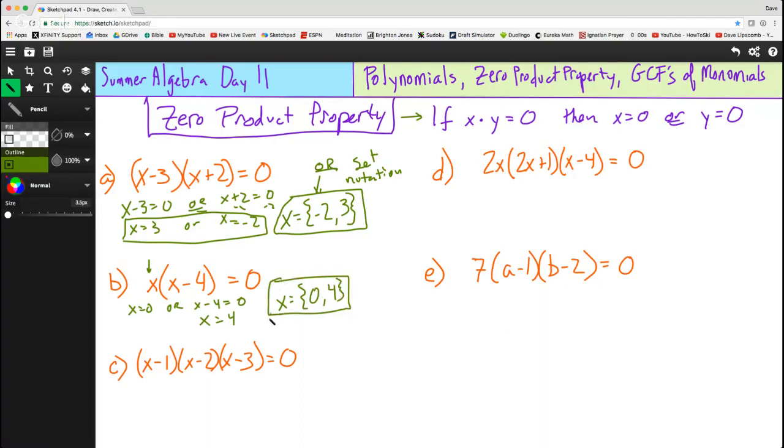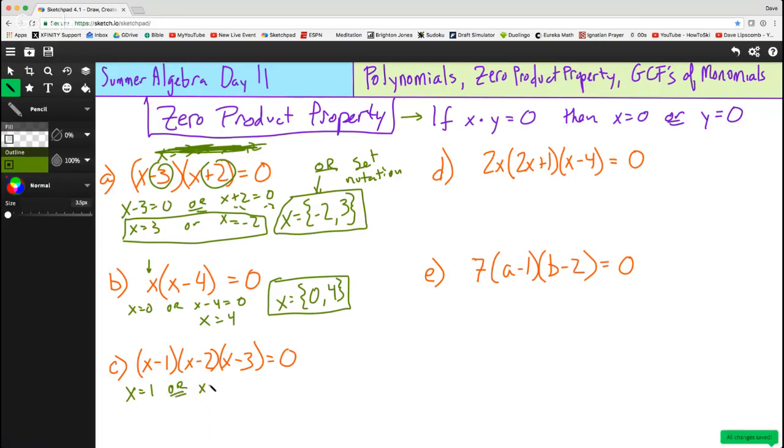A very common mistake is that students will say, oh, well, x equals minus 3 or x equals minus 2 or x equals positive 2. And that's wrong. You can't do that. It's going to be negative 2 or 3, not negative 3 or 2. So be careful.